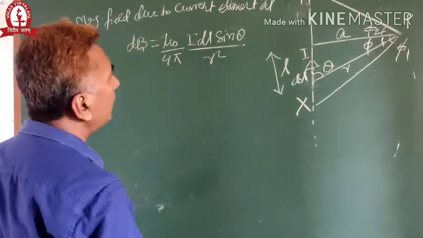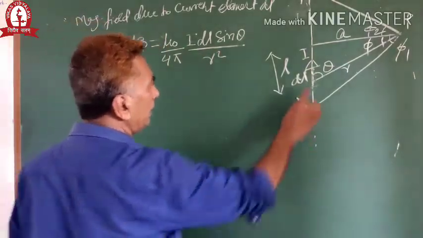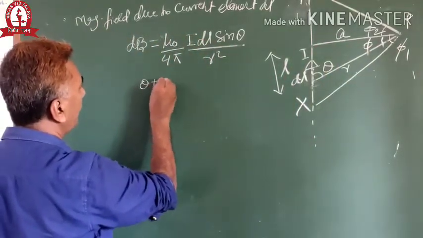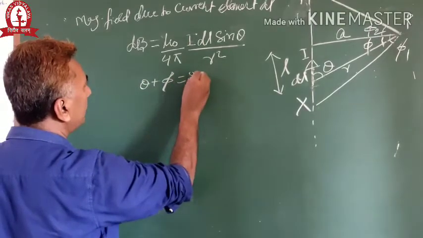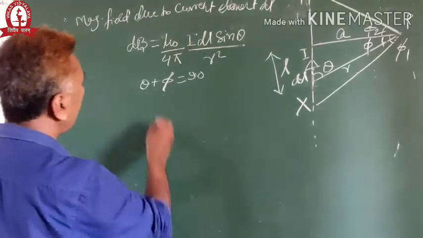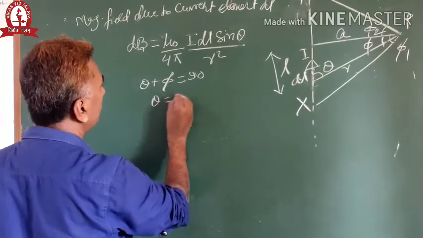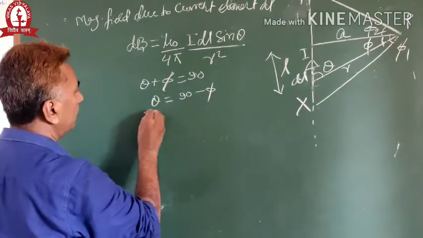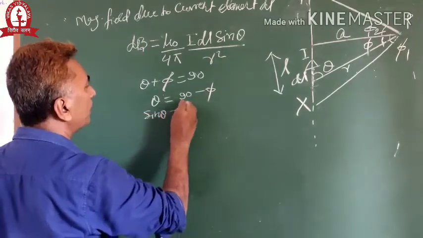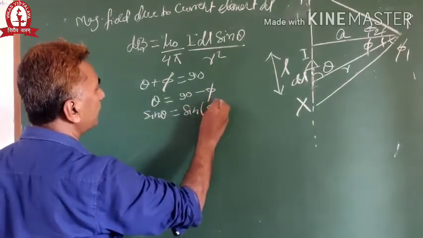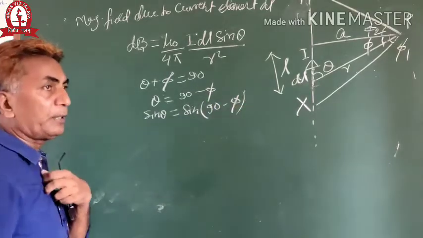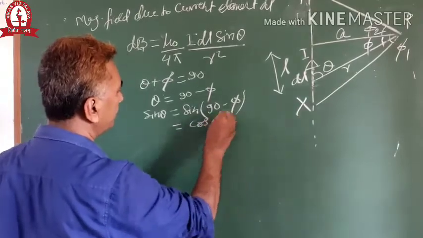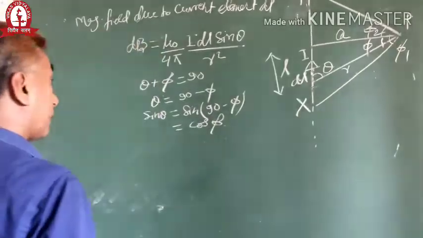Okay, now see in this figure, theta plus phi is equal to 90 degree. We have theta plus phi is equal to 90 degree. So theta will be equal to 90 minus phi. What about sin theta? So sin theta will be equal to sine of 90 minus phi. You know that sine 90 minus theta is cos theta. So this is equal to cos phi.